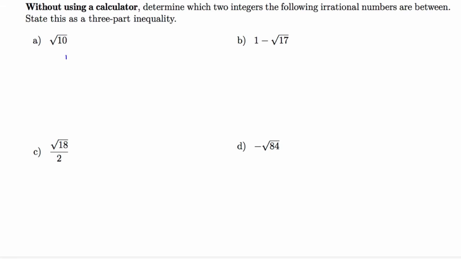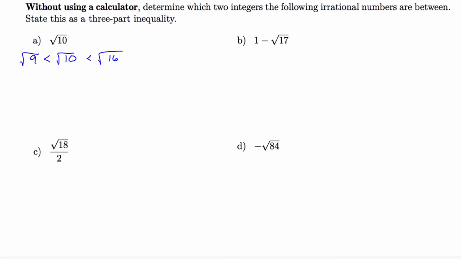The way to begin this is to first determine which two perfect squares 10 fits between. Specifically, what are the two closest squares, one less than and one greater than 10? Well, I know 10 is less than 16, and I know 10 is greater than 9, 9 and 16 being the closest perfect squares. So if 10 falls between 9 and 16, then we know the square root of 10 must fall between the square root of 9 and the square root of 16.